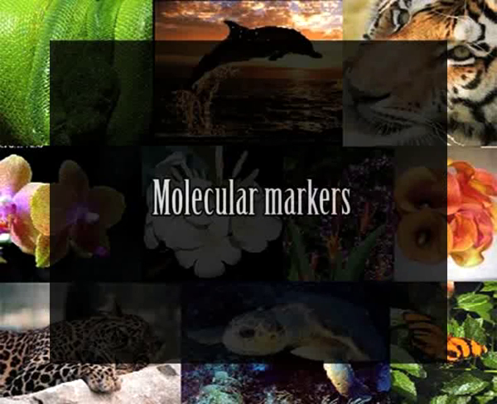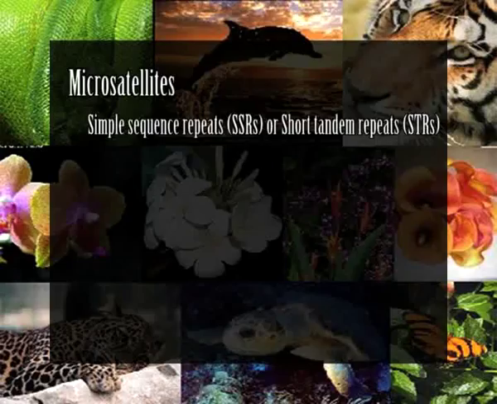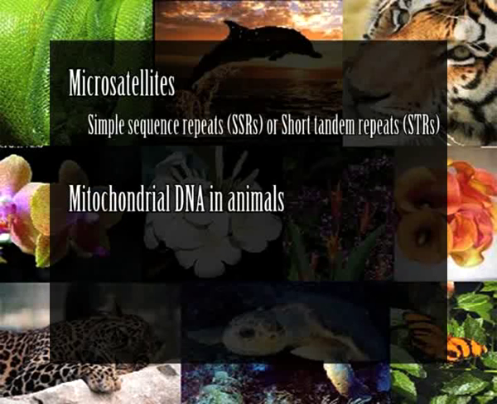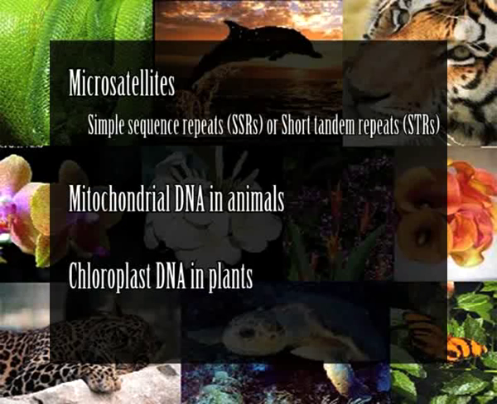A yet more powerful method for assessing genetic variation is to sequence a portion of DNA itself, a technique involving the use of molecular markers. Currently, the most commonly used molecular markers for studying population structure are microsatellites, which can be simple sequence repeats, that is SSRs, or short tandem repeats, that is STRs, mitochondrial DNA in animals, and chloroplast DNA in plants.